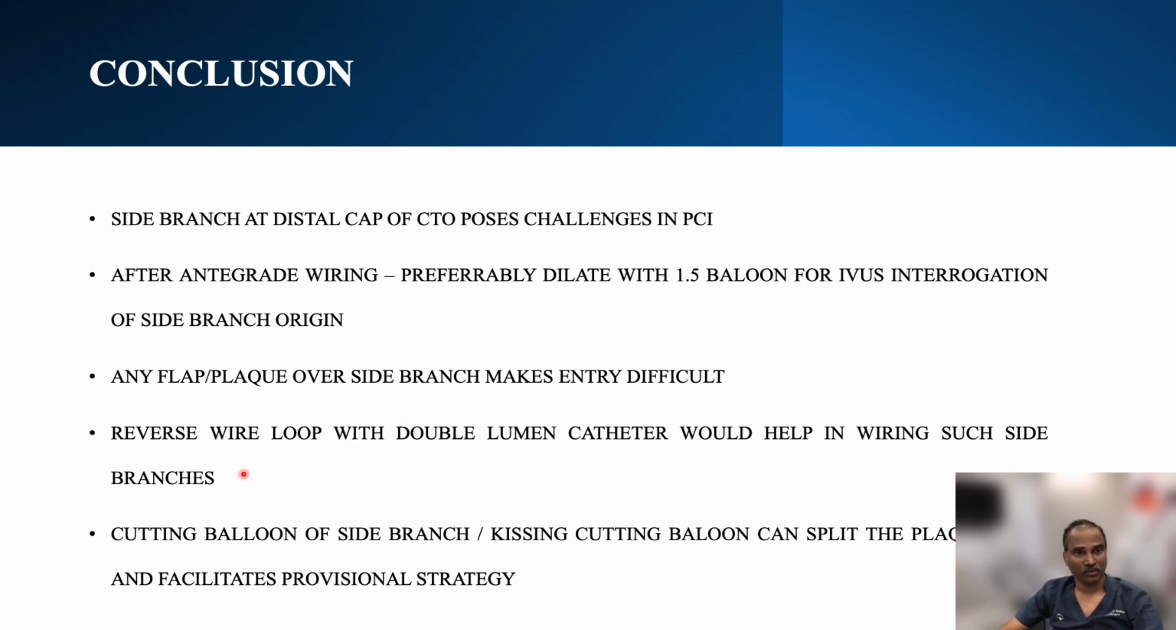And a reverse wire loop with a double lumen catheter would help in wiring such side branches. And a cutting balloon of the side branch or kissing cutting balloon can split the plaque and flap combined, and it facilitates a provisional stent strategy.